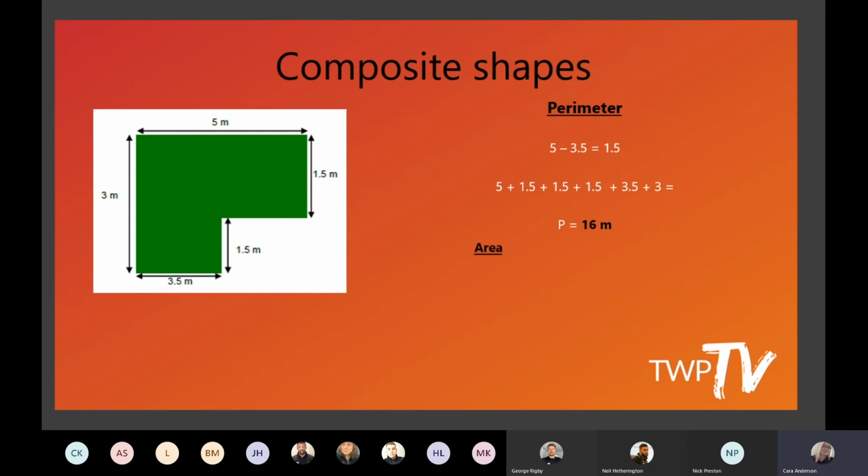For the area, it gets a little bit more complicated. I'm going to talk you through how to do it first, and then I'm going to show you. Basically, you need to split this into even shapes. At the moment, I can see quite clearly a rectangle and a square, but whichever way you look at it, as long as you split it into even shapes, work out those two areas separately, and then add the two areas together.